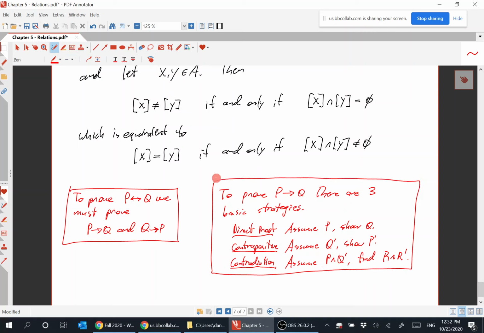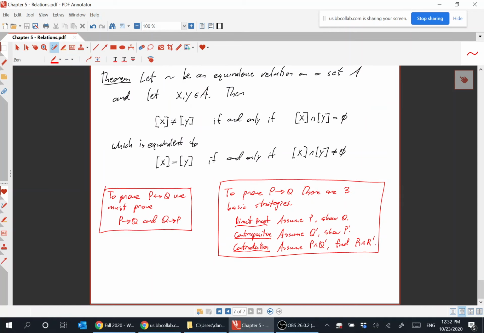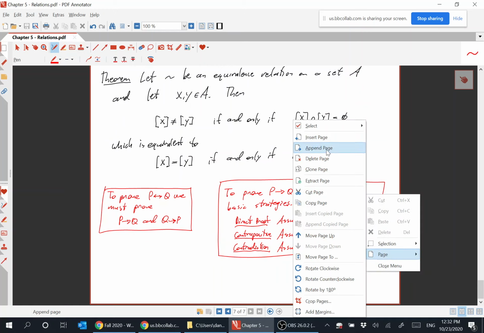So lots of different implications floating around in here. This is a multi-part proof. So first we have to show P implies Q and Q implies P.